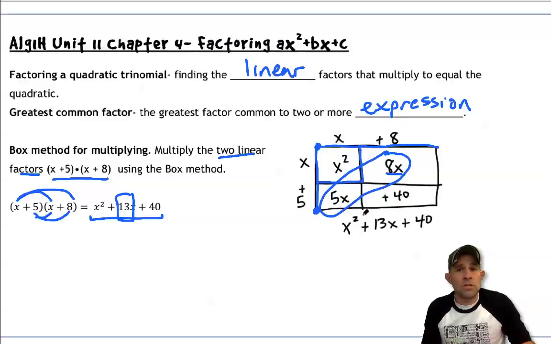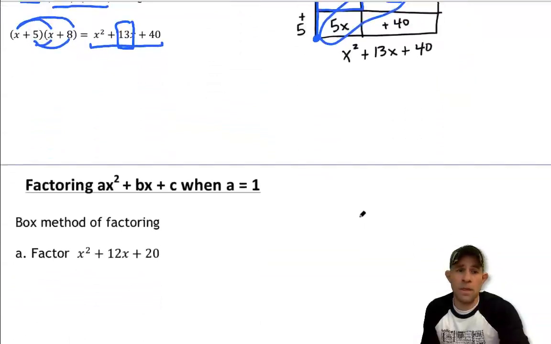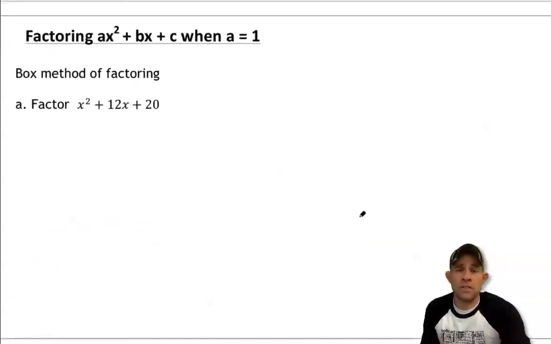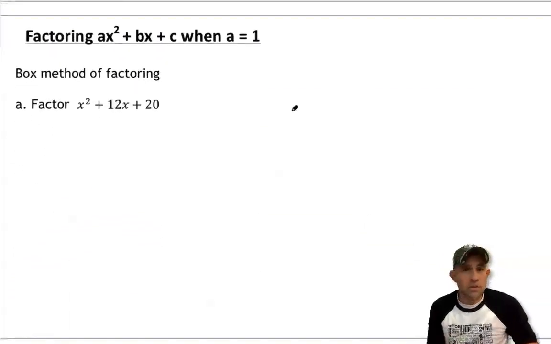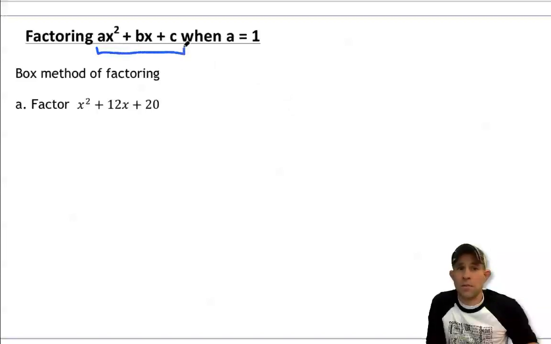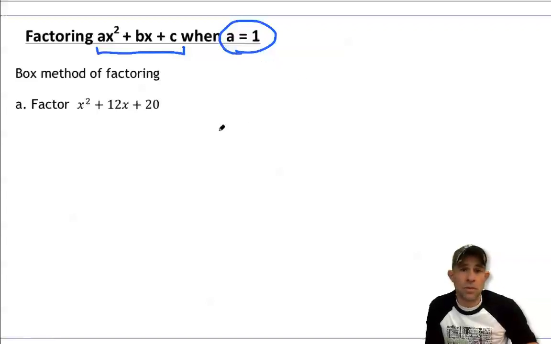Well, today we're going to use a very similar method, but instead of multiplying our polynomials, we are going to factor them. All right, let's get into some examples. First of all, let's consider this quadratic trinomial ax squared plus bx plus c when a, our leading coefficient, is equal to 1. Let's factor x squared plus 12x plus 20. Note, again here, our leading coefficient a is equal to 1.